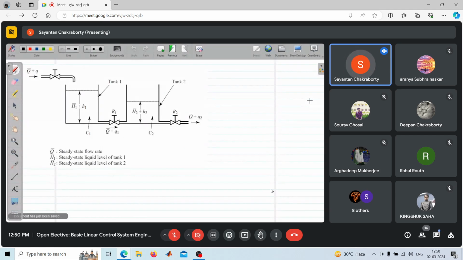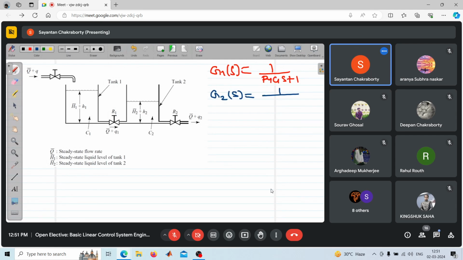Right? Now, since we have designed for a unit surge tank, let us see a scenario where there is a liquid system involving interaction. Two surge tanks are in cascade and they interact with each other. For the first surge tank, the transfer function will be G1(s) equal to 1 by R1C1s plus 1, and for the second tank, similarly, R2C2s plus 1.